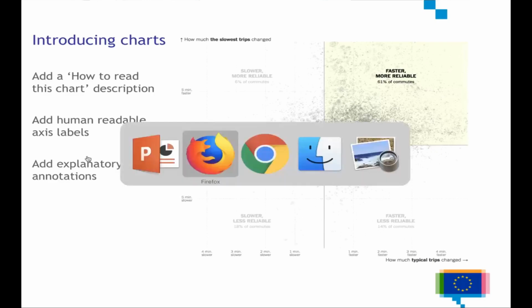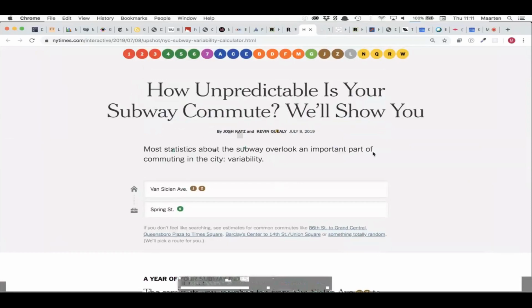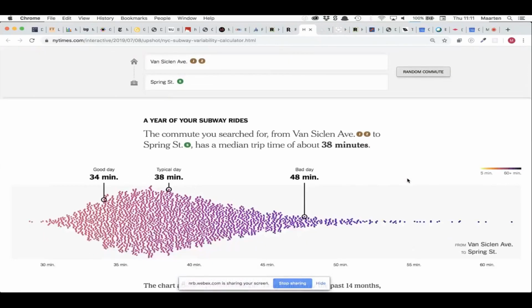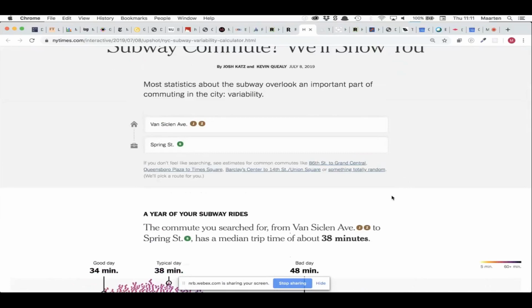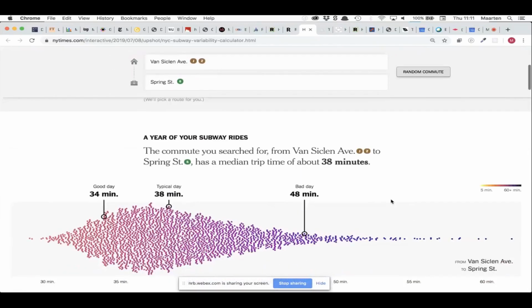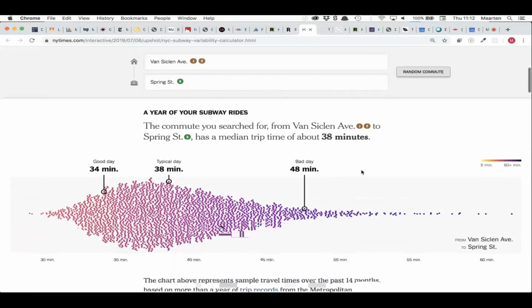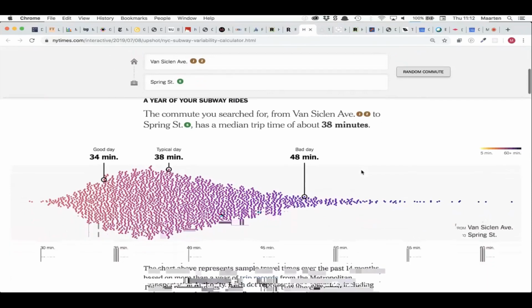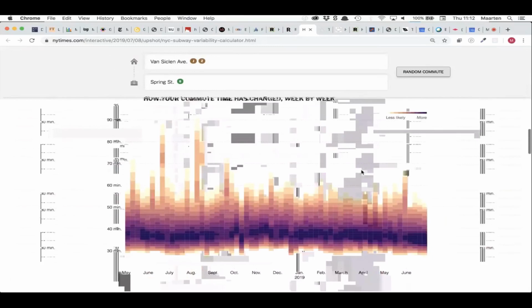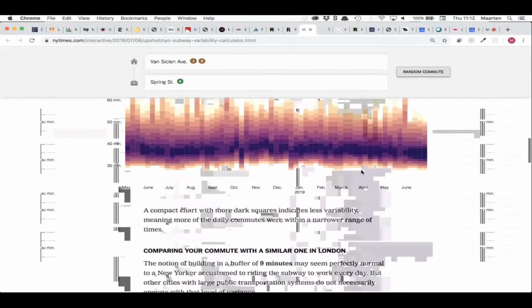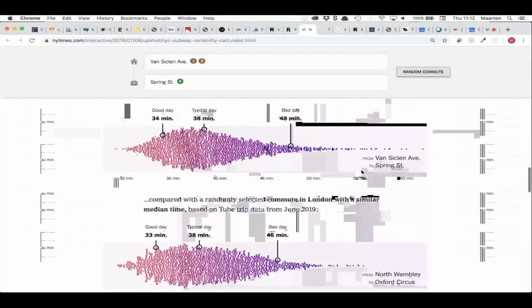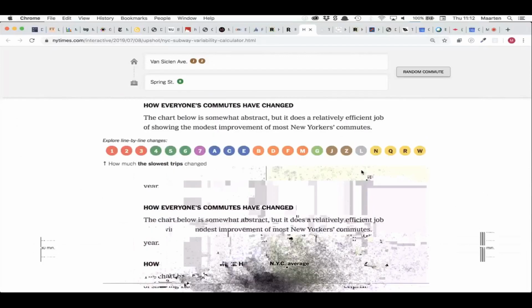So the example I wanted to show is by the New York Times. It's from an article explaining how the subway in New York City became more or less reliable for the different routes on the subway. There are some other interesting visualizations in this article. So here you can see a bee swarm, for example. This is a heat map, which we've already also discussed. But I wanted to focus on this visualization here.